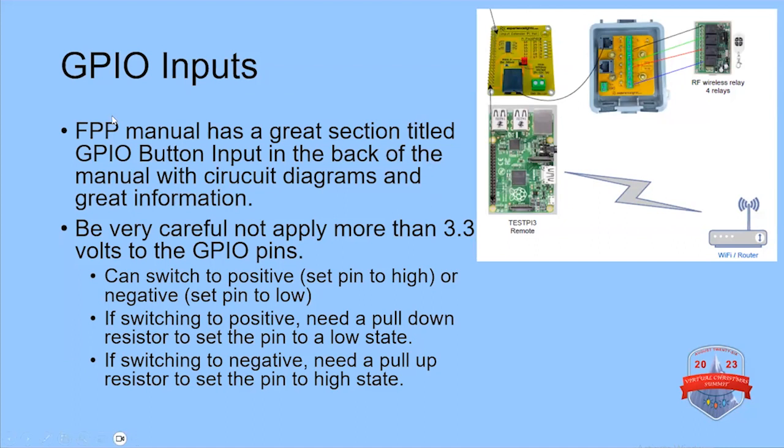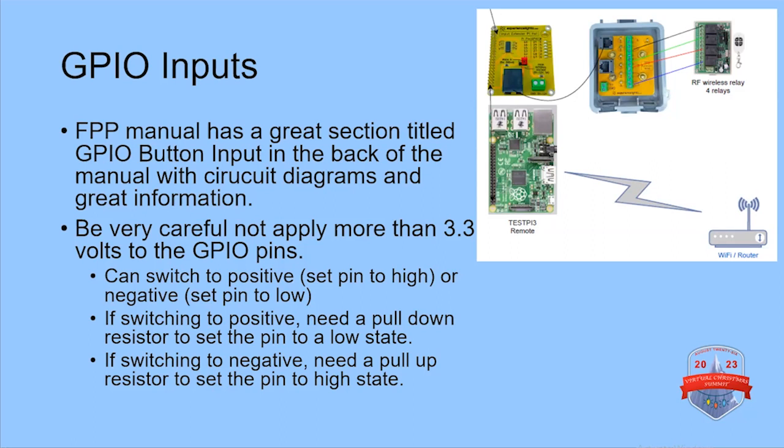So in my setup with GPIO inputs, I just wanted to call out that in the FPP manual there's a great section titled GPIO button input in the back, which has circuit diagrams, and you can do external resistors. When you're talking about inputs, you want to set your pin to either a low state or a high state to start out, and you use resistors to do that. If you're interested in doing GPIO inputs, I would recommend reading that section and understanding resistor networks and adding resistors in order to configure.